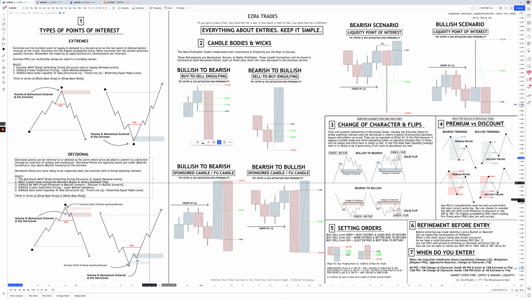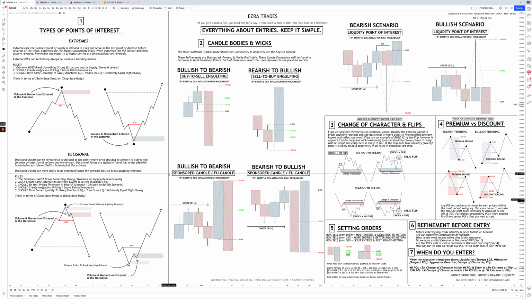Now, the rules. There's a couple more rules for the decisional points, and you'll understand why in the application of this. The rules. The decisional must break something strong, whether it's structure or supply and demand levels. That's the same rule as the first one. The other thing, in my case, this one I think is very important. 90% of the time, this will save you from a lot of mistakes. If you leave it as a must, you'll have much better success rate than if you leave it as a should. So the second one is must create some interaction between buyers and sellers.